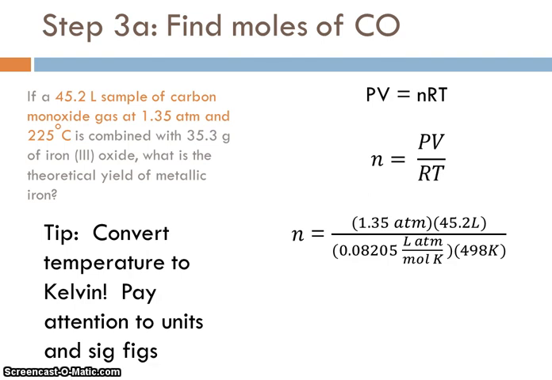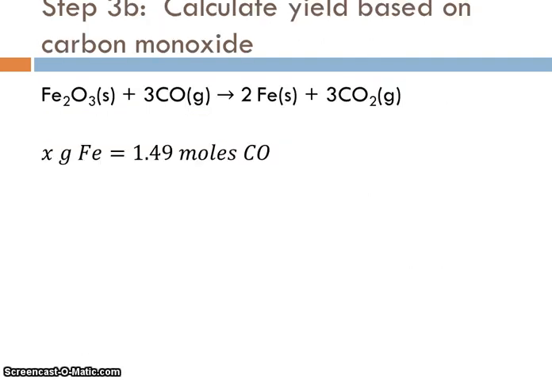So now I can substitute in all my values. All right. The pressure, the volume, the R constant in liters, atmospheres per mole per Kelvin, and the temperature in Kelvin. All right, I just added 273 to the Celsius temperature. I do that, I get a value of 1.49 moles of carbon monoxide. Great. Once I have this, it's pretty easy to calculate my yield based on just the carbon monoxide.